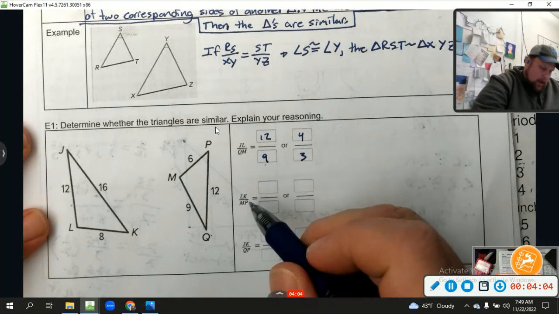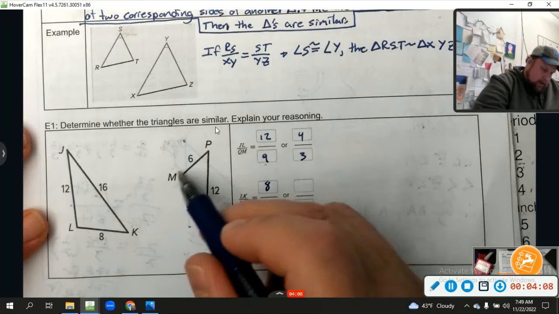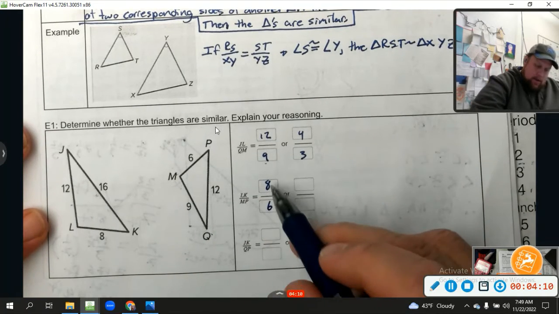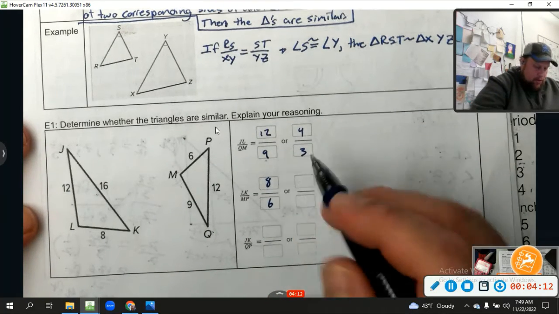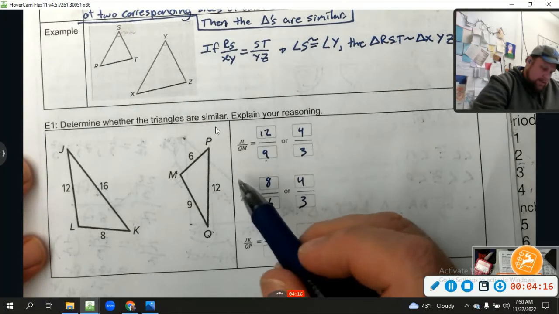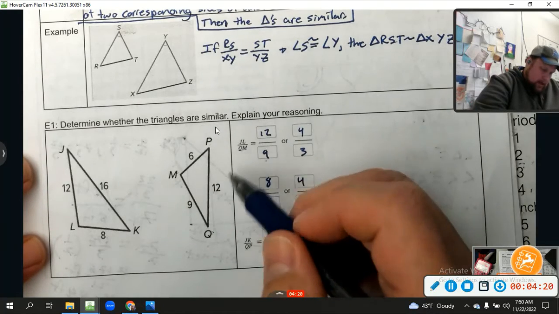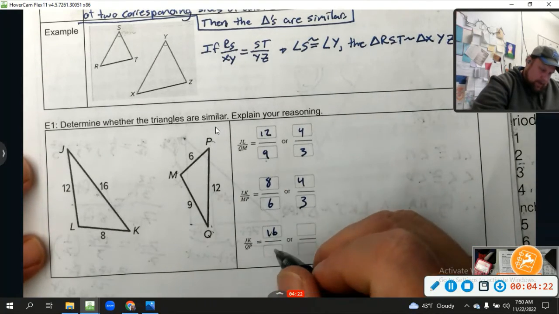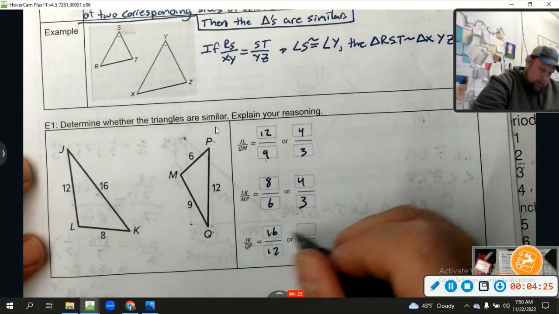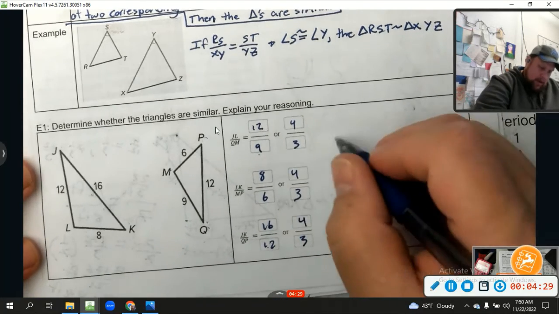Okay. LK. LK is 8. MP is 6. What goes into both 8 and 6? 2 does. 2 goes into 8 4 times. 2 goes into 6 3 times. Boom. And last but not least, let's look at JK, which is 16. And QP, which is 12. And I know that 4 goes into 16 4 times, 4 goes into 12 3 times. Those are all the same.